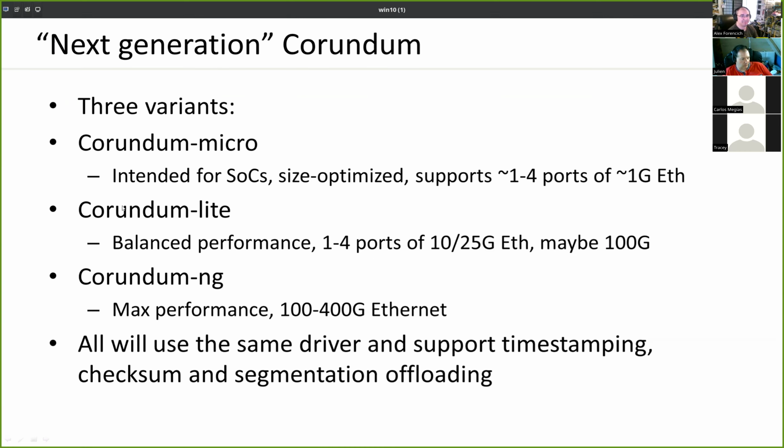So for Corundum Micro, this is intended for SoCs where you have a handful of ports at 1 gig, maybe up to a single port at 10 gig, but probably more like a handful of ports at 1 gig. The next step up would be Corundum Lite, which is more or less equivalent to the current version of Corundum that supports a handful of ports at 10 gig, 25 gig, maybe up to one, possibly two ports at 100 gig. And then the idea is to have a much more high performance Corundum NG version, which would support very high packet rates and lots of ports.